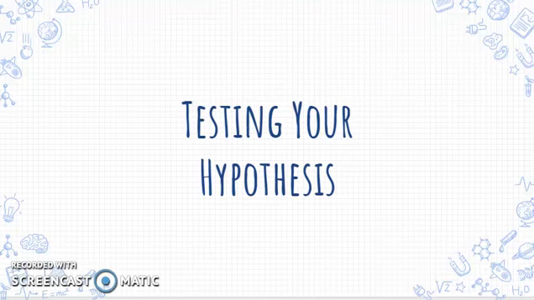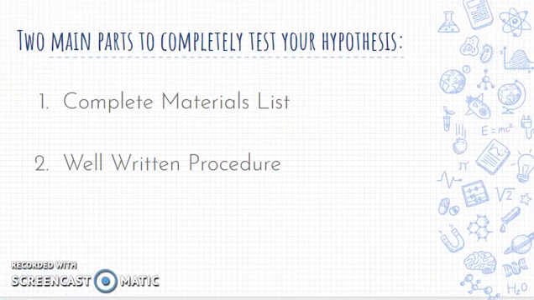I want you to go ahead and pause and attempt this on your own using the example in your notes, and then we'll move on to testing your hypothesis. So testing the hypothesis is the part that many people consider the fun part, but in order to get there, we have some things that we must do in order to be able to actually test our hypothesis. So testing your hypothesis, making a complete test, involves two main parts. One part of a complete procedure, or of a complete test, is a complete materials list, and the second part is a well-written procedure.